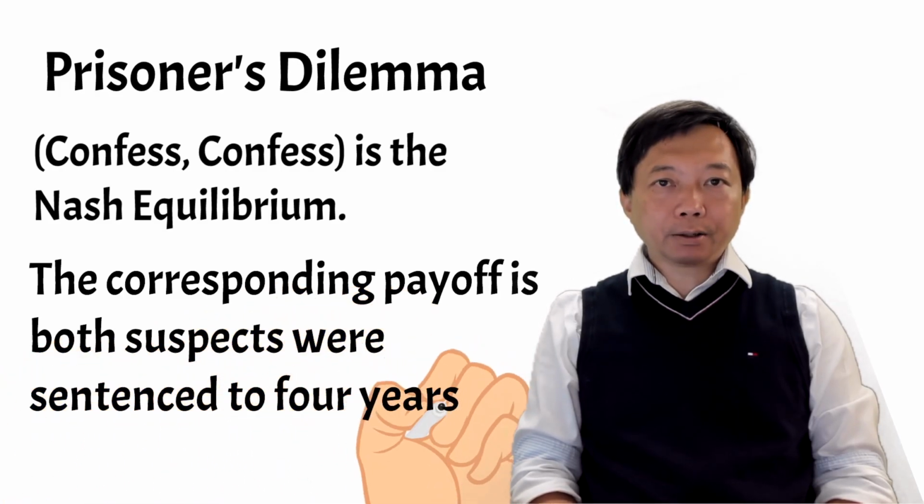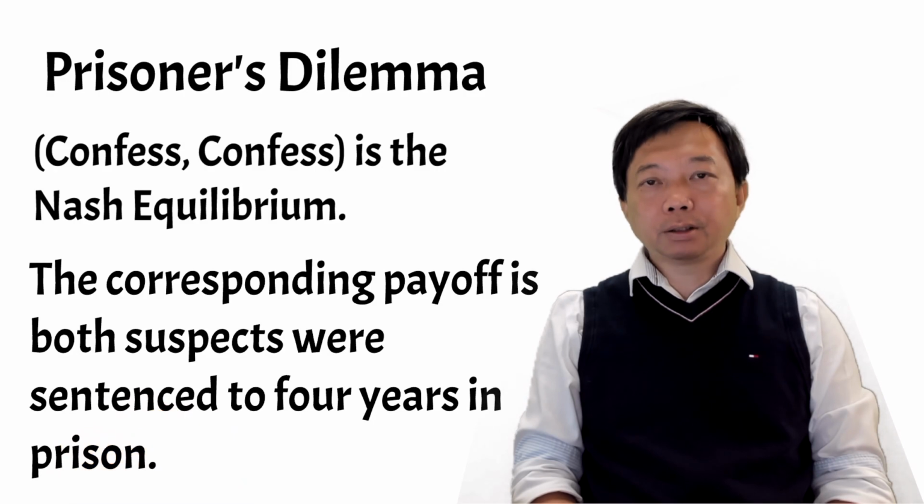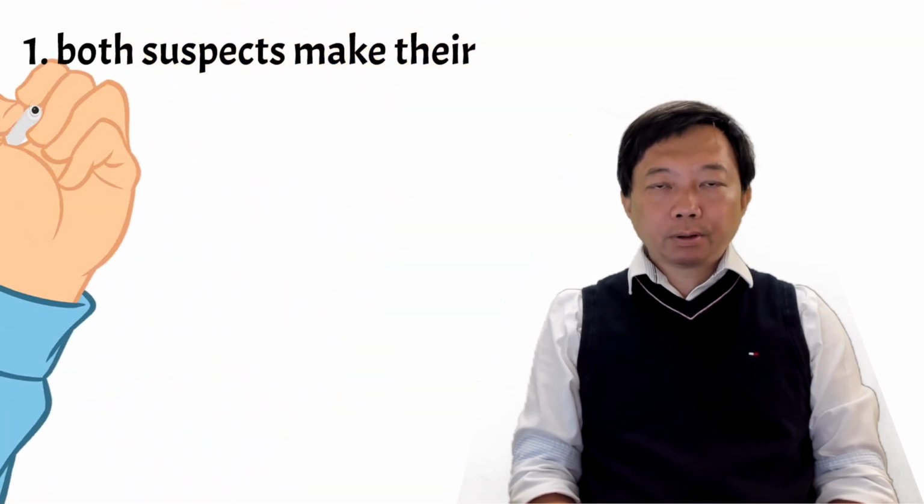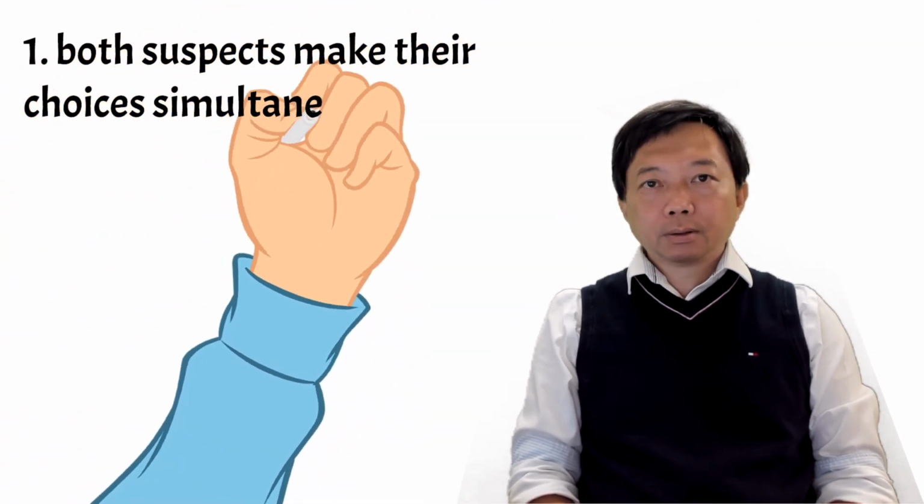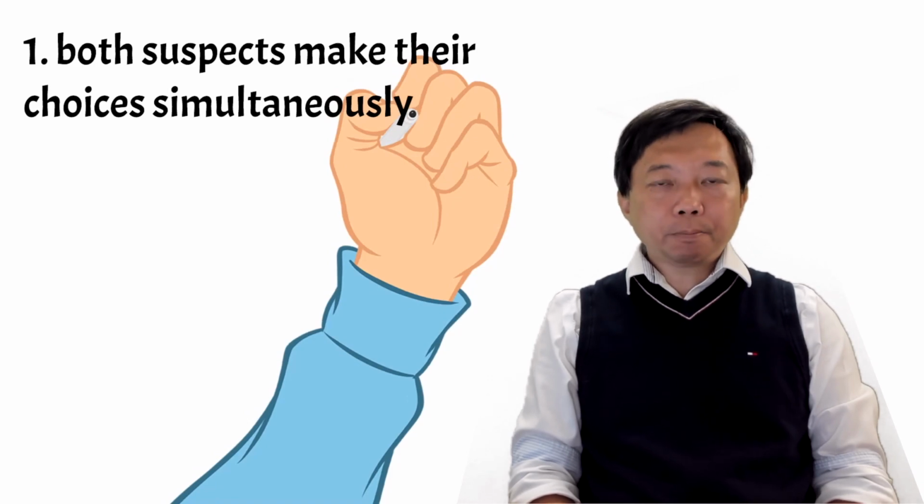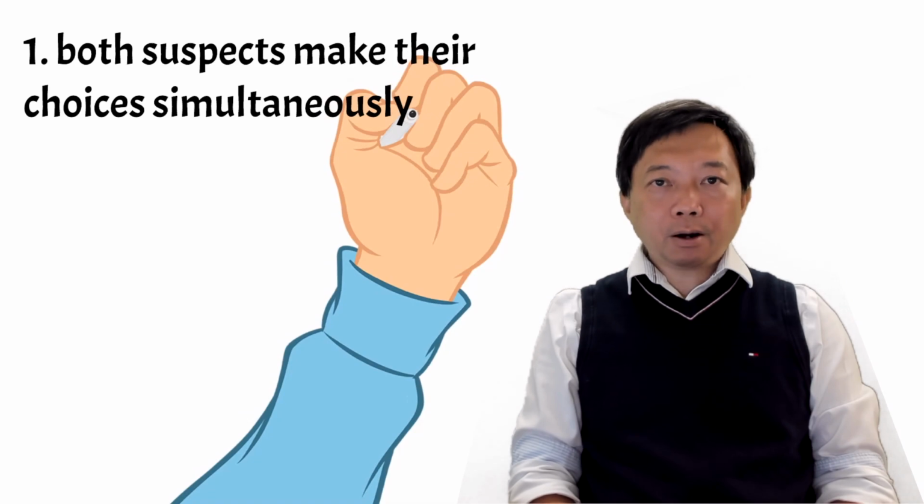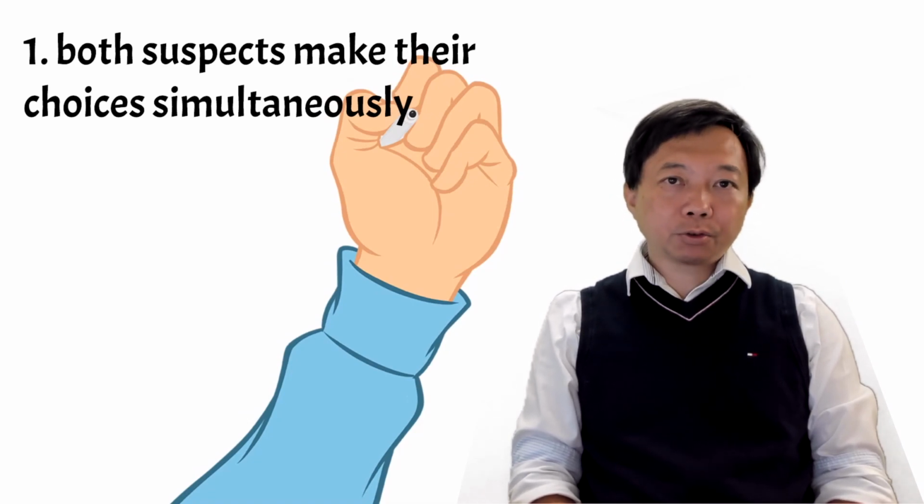There were several things to pay attention to in the prisoner's dilemma. First, both suspects make their decisions simultaneously. Simultaneously does not mean at the same time, but rather that the suspect cannot make their own choice after observing the other's choice.